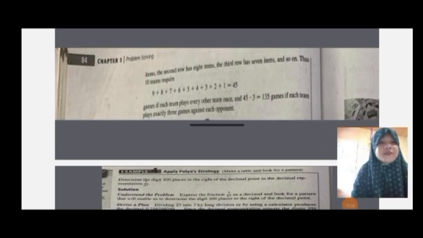The first row has 9 items, the second row has 8 items, the third row has 7 items, and so on for the 10 teams required. So 9 plus 8 plus 7 plus 6 plus 5 plus 4 plus 3 plus 2 plus 1 is equal to 45 games if each team plays every other team once, and 45 times 3 equals 135 games if each team plays exactly 3 games against each opponent.